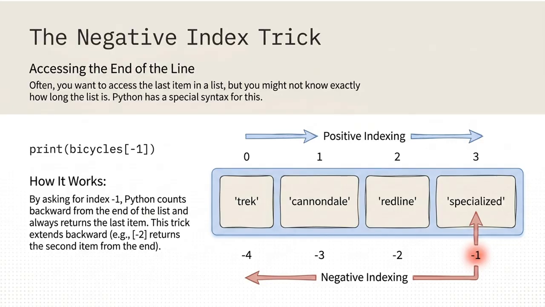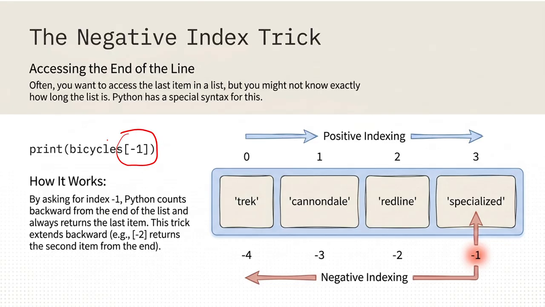The negative index trick: accessing the end of the list. A lot of times you will come across a scenario where you want to access the last item of the list, but you won't know its exact position from the starting. In that scenario, there is a special trick known as negative indexing.